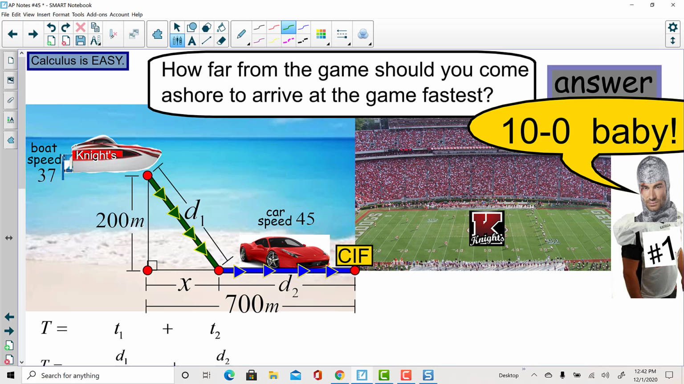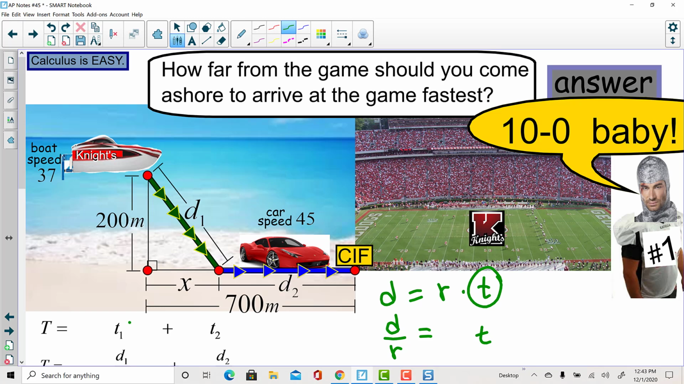Again, we're trying to get to the game as fast as possible, so we want to get there in the shortest amount of time. So we're going to set up an equation for time. The total time, which we're calling capital T, is going to equal the time for the boat plus the time for the car. Now, you might remember from physics that distance is going to equal rate times time. And we're going to solve this equation for time. So we just divide both sides by r. So time is going to equal distance divided by the rate.